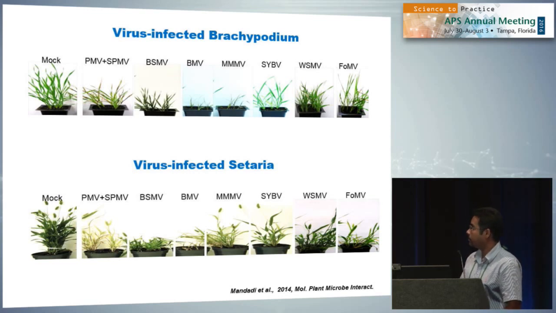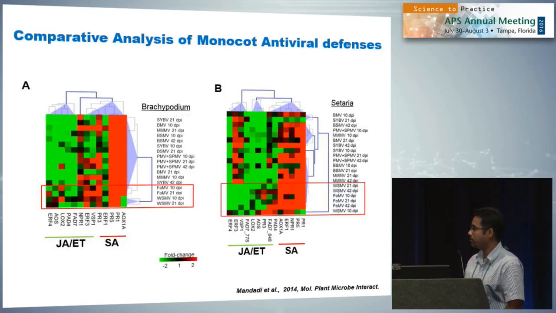Now, basically the summary is that we started looking one by one at the different things that we saw changing in Brachypodium. The first thing we looked at was SA, JA, and ET responses. We took a qRT-PCR approach, looking at marker genes in the different signaling pathways and quantifying their expression.